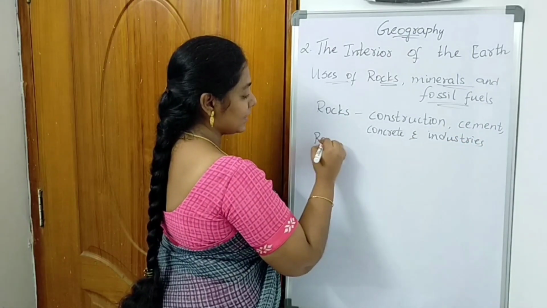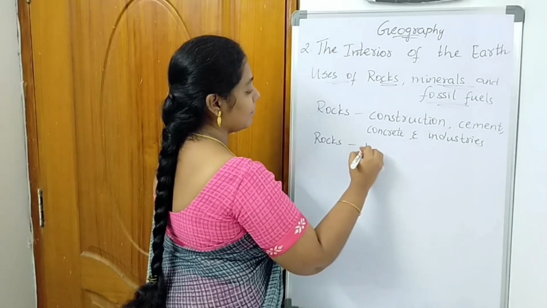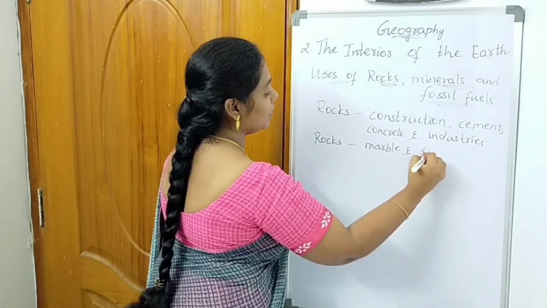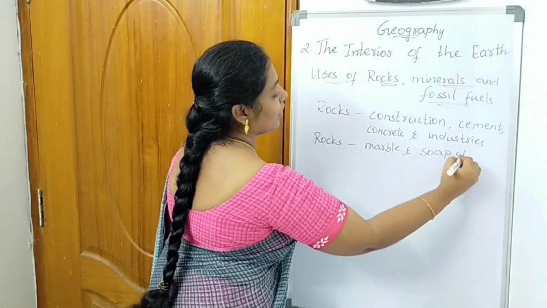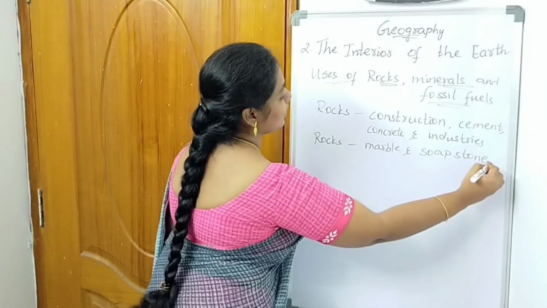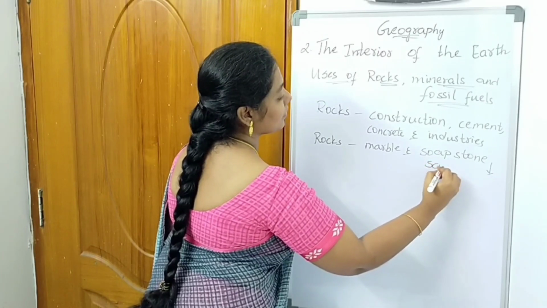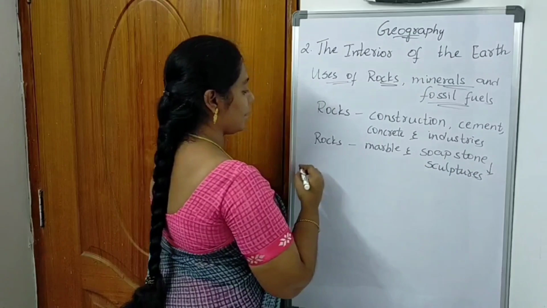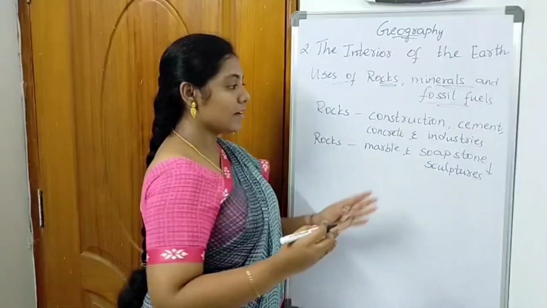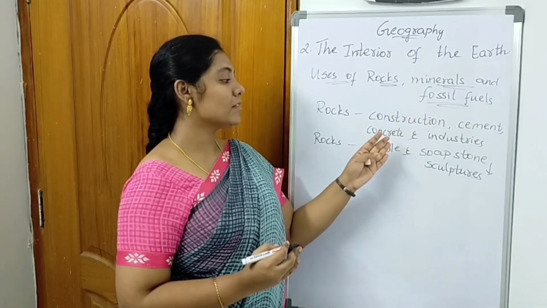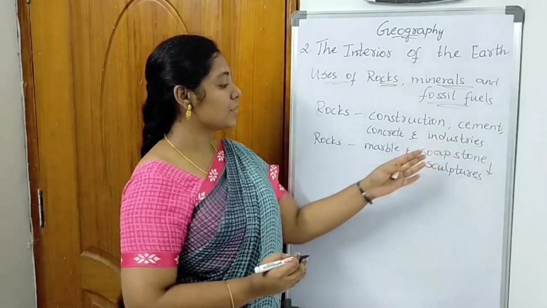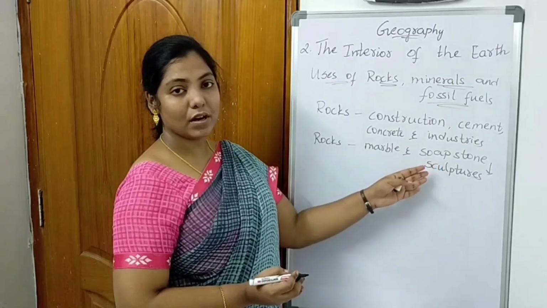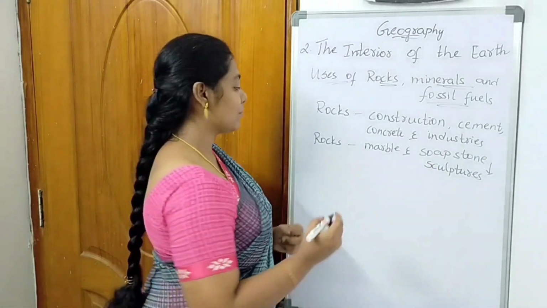And rocks like marble and soapstone are used in making sculptures. Rocks are used in construction, in making cement, concrete, and these are also used in industries. Rocks like marble and soapstone are used in making sculptures.